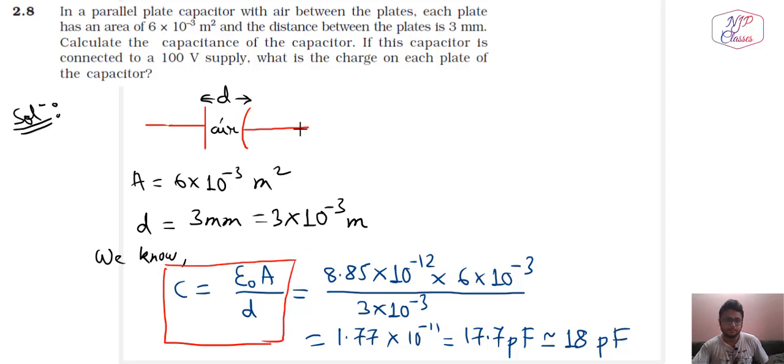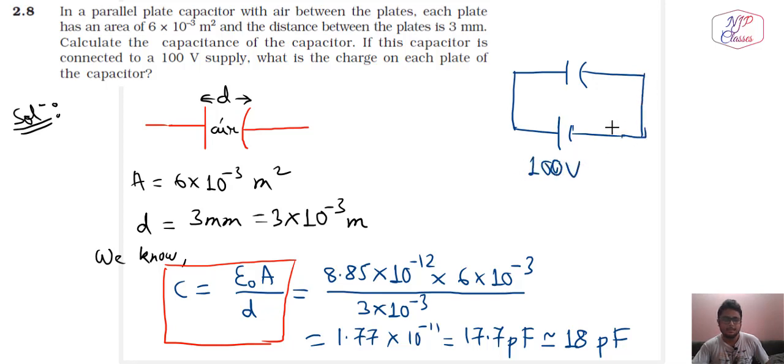Is it clear? Next part of this is, if this capacitor is connected to a 100 volt supply, anything you give, this is capacitor C. Then what is the charge on each plate?